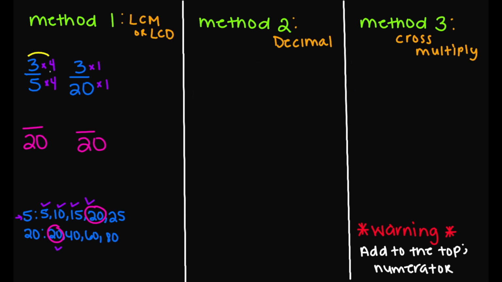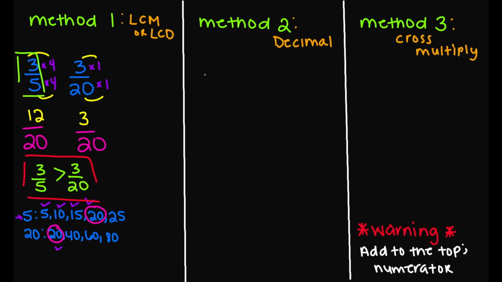So we have 3 times 4, this is 12. 5 times 4 is already 20, we already got that. 3 times 1 is 3, and then 20 times 1 is already 20, we already got that. So now by looking at my 12 over 20 and my 3 over 20, which one of these fractions is going to be larger? And that's going to be the 12 over 20, which represents my 3 over 5 right here. So your answer is 3 over 5 is greater than 3 over 20.